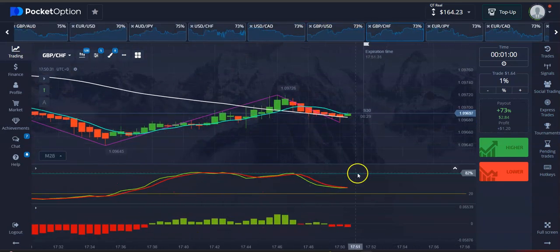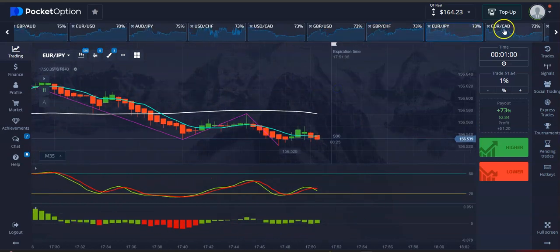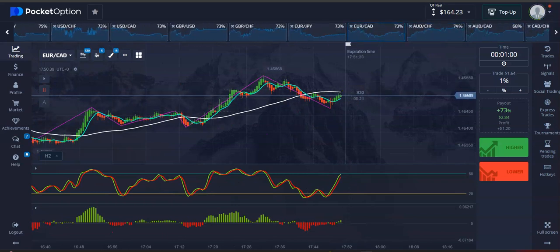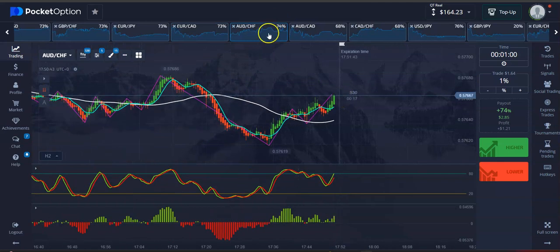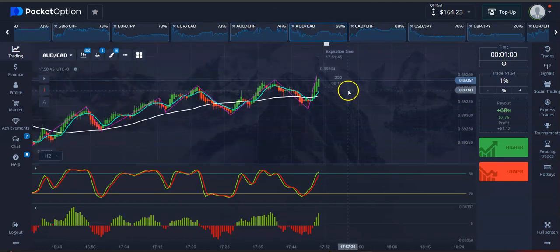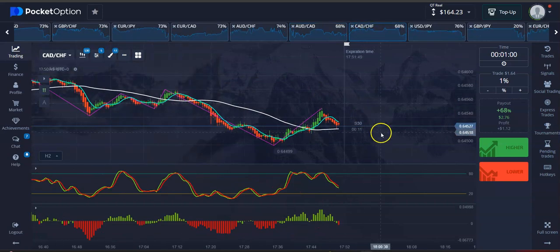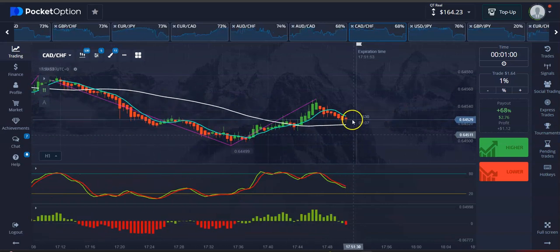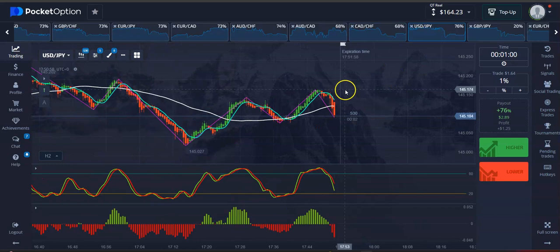Just trying to find a new opportunity for us. This time is hard to trade because the volume is not that great. Candles are small, so it makes it harder. I wish I could get some bigger candles. Okay, this one is on a downtrend, so potentially it will continue to go down, but it's risky now.